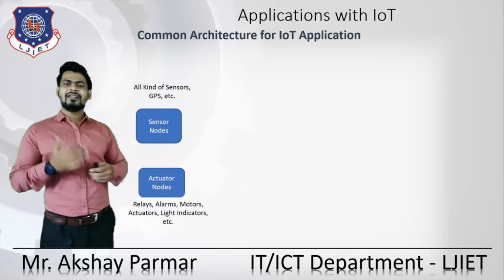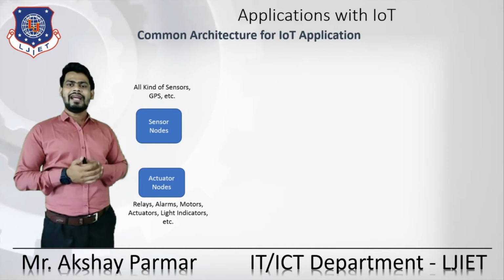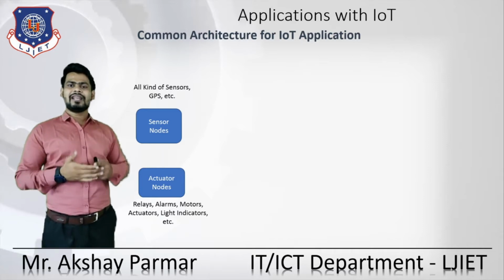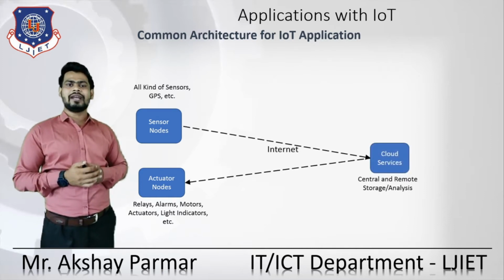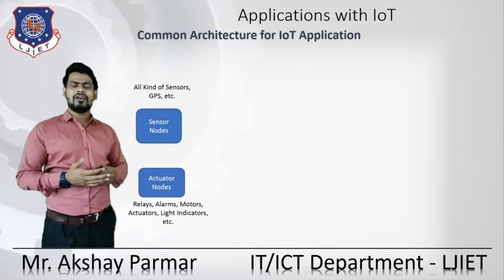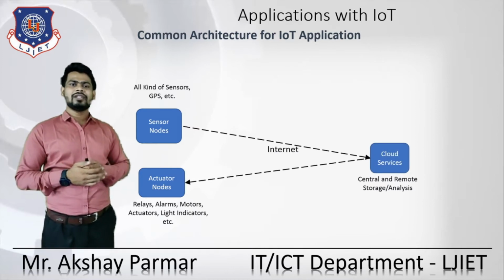After that, another type of device, besides those sensing the surroundings, is the actuator node. What do we mean by actuator nodes? You are aware of relays, alarms, and motors; those are actuators. Light indicators and all those things come under the actuators field. After sensing the data, what do they do? They store that data somewhere, mainly on a cloud service.